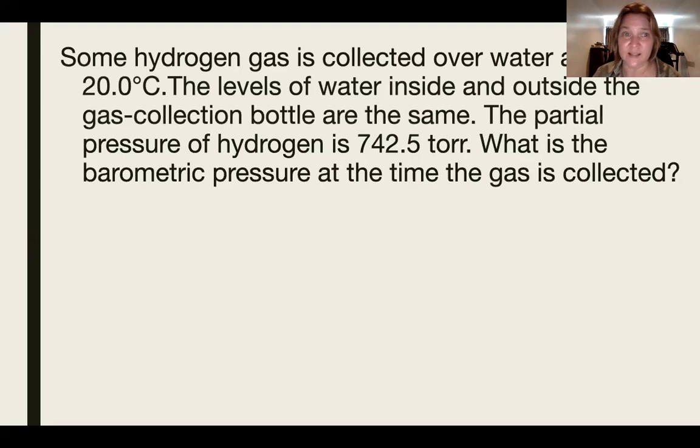Let's do another example. Some hydrogen gas is collected over water at 20 degrees C. The levels of water inside and outside the gas collection bottle are the same, which means that the total pressure is equal to atmospheric pressure. The partial pressure of hydrogen is 742.5 torr. What is the barometric pressure at the time the gas is collected?